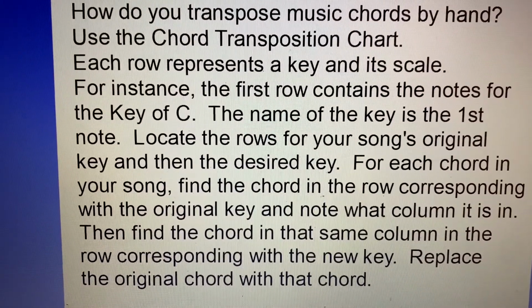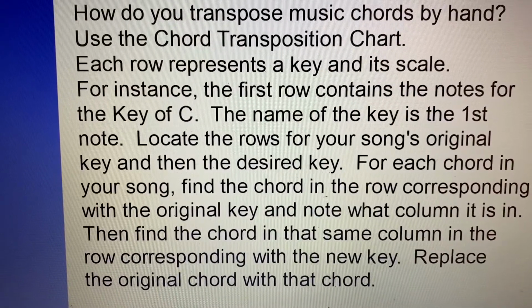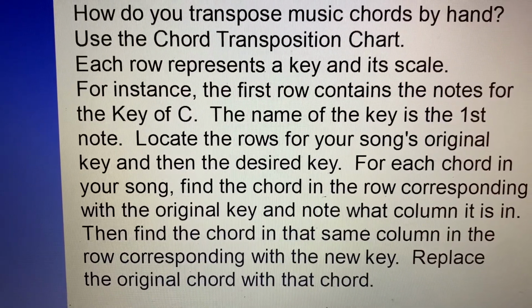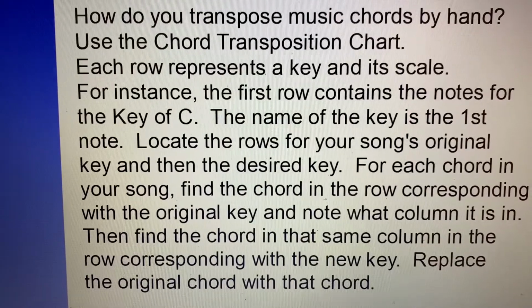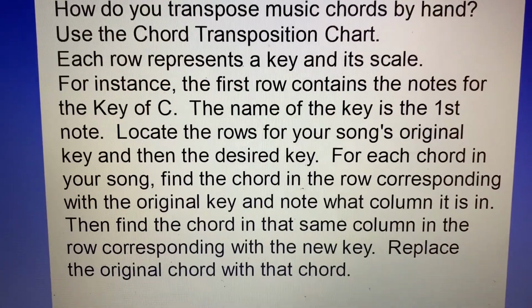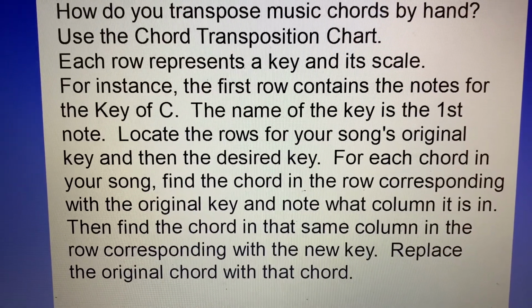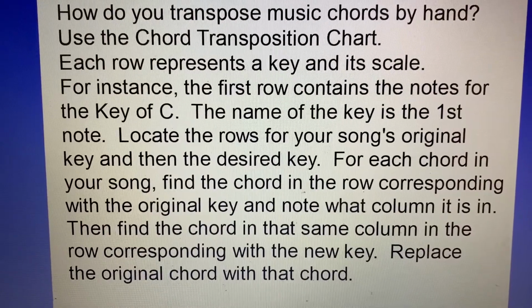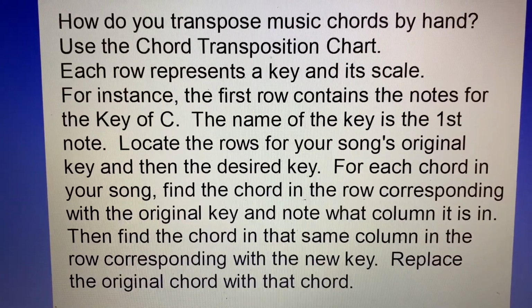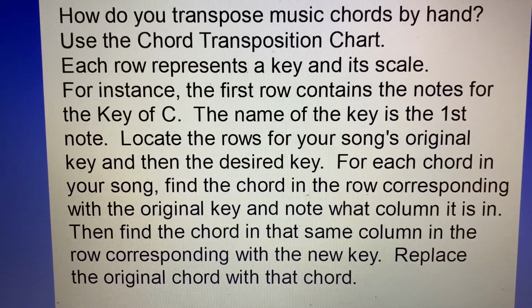Each row represents a key in its scale. For instance, the first row contains the notes for the key of C. The name of the key is the first note. Locate the rows for your song's original key and then the desired key. For each chord in your song, find the chord in the row corresponding with the original key and note what column it is in. Then find the chord in that same column in the row corresponding with the new key. Replace the original chord with that chord.